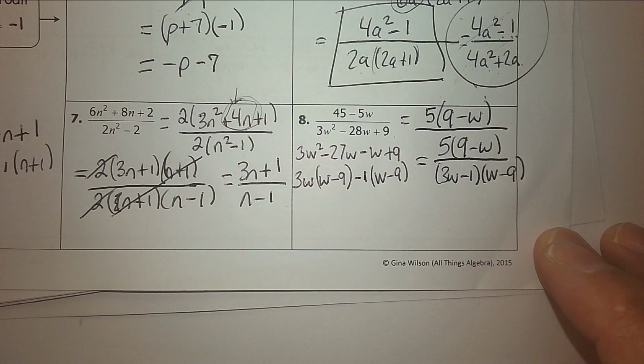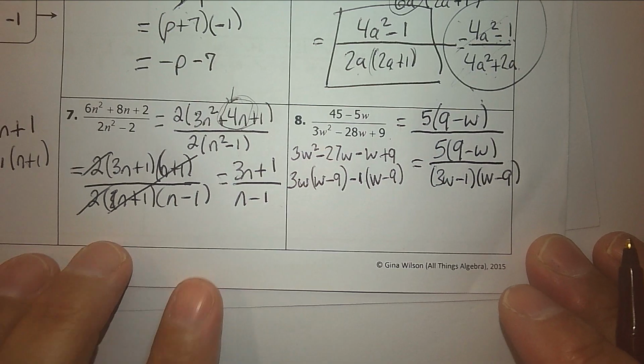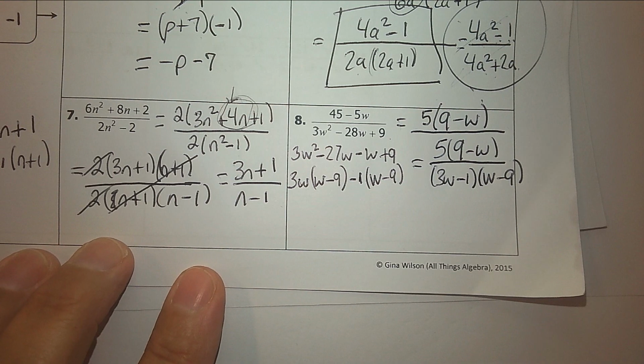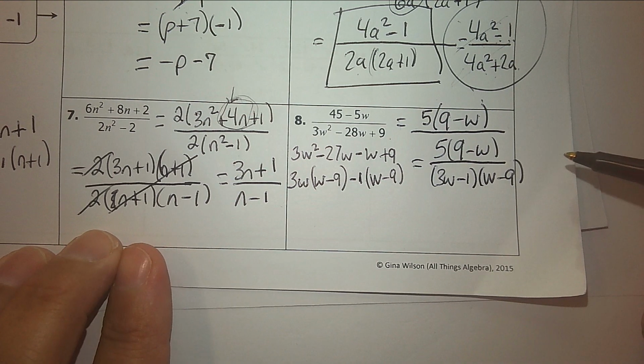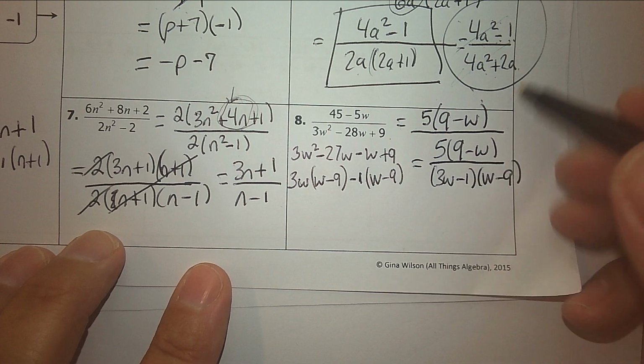I'll give you a moment. I want to make sure you understand what's going to happen next, right? Do you see any factors that divide out? What factors do you see that divide out? Do you? So I want you to notice this.